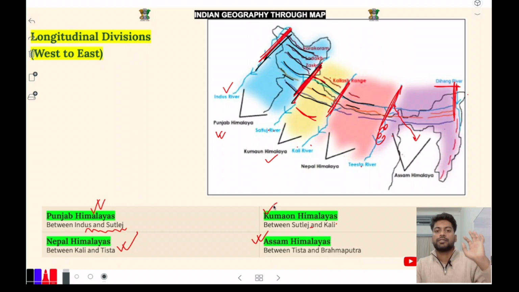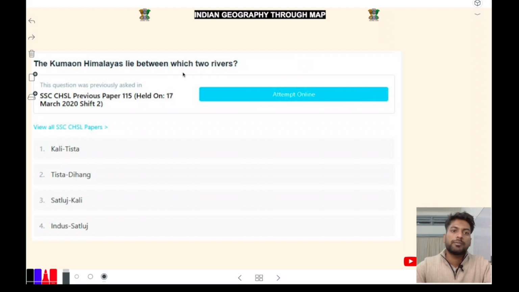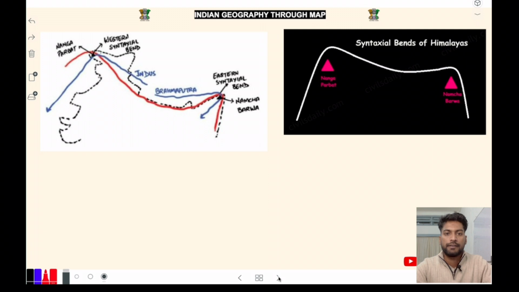Got it? So if they ask Punjab Himalaya is located between which rivers? Indus and Satluj. Kumaon, Satluj and Kali. Kali and Tista, Nepal Himalaya. Got it? Chalo, next. Look, the Kumaon question came in a central exam: the Kumaon Himalaya lies between which two rivers? Satluj and Kali. So this one is your correct answer. Chalo, next.